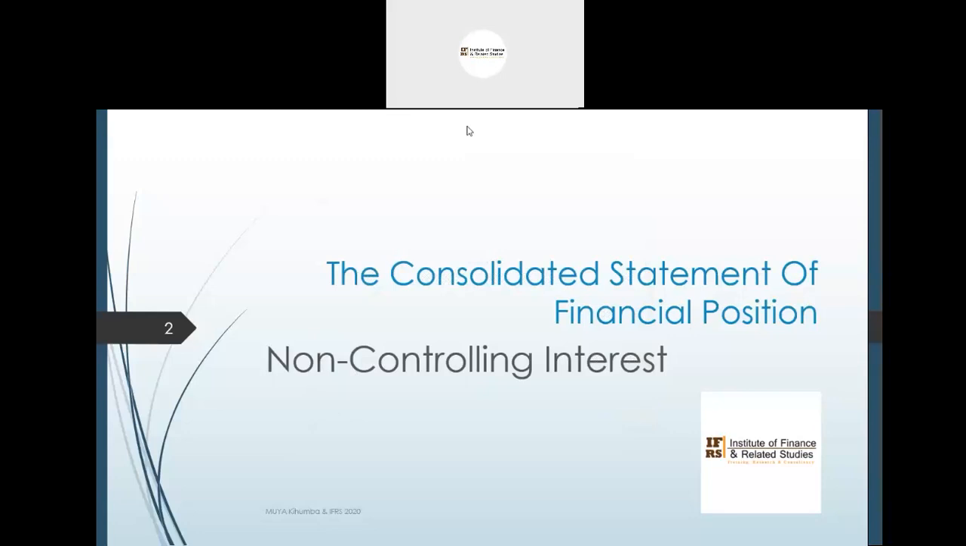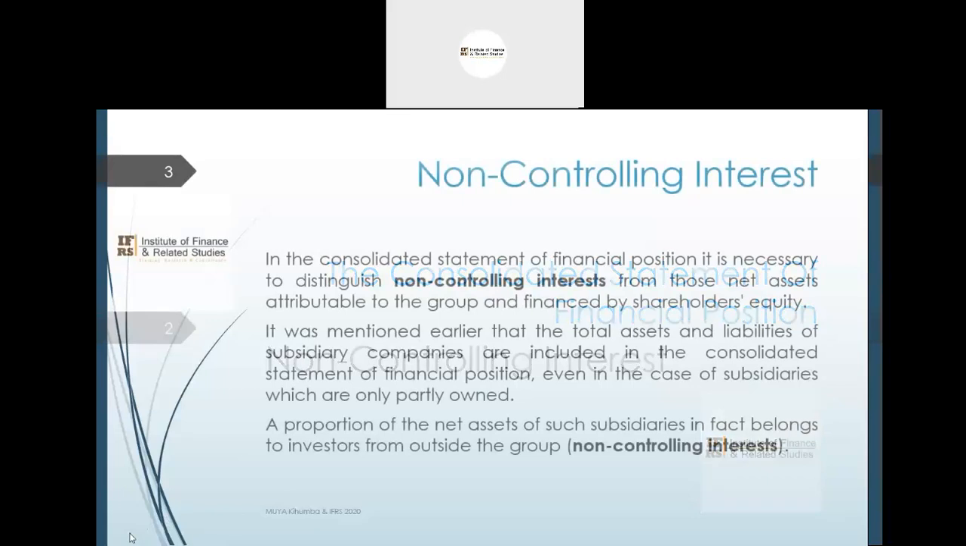In this video, we'll look at non-controlling interests. Non-controlling interests shows the extent to which the net assets controlled by the group are owned by other parties. In the consolidated statement of financial position, it is necessary to distinguish non-controlling interests from those net assets attributable to the group and financed by shareholders' equity.